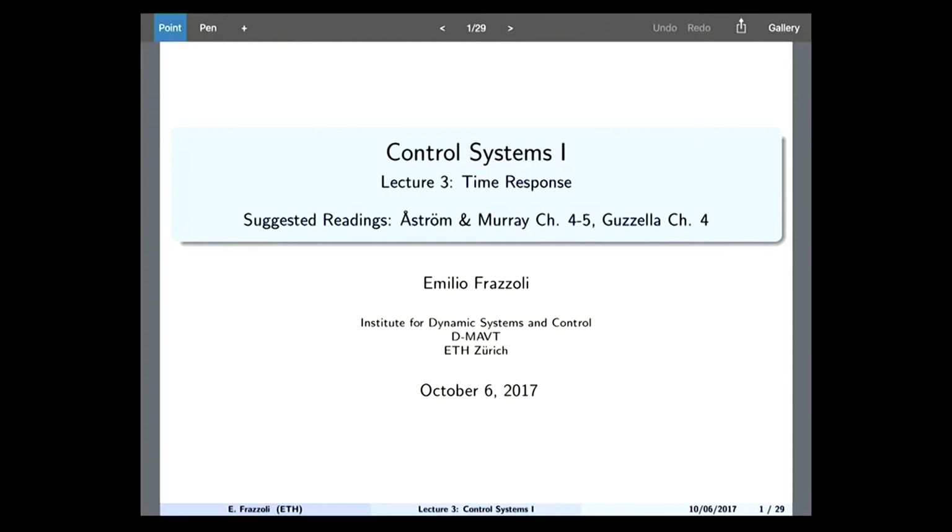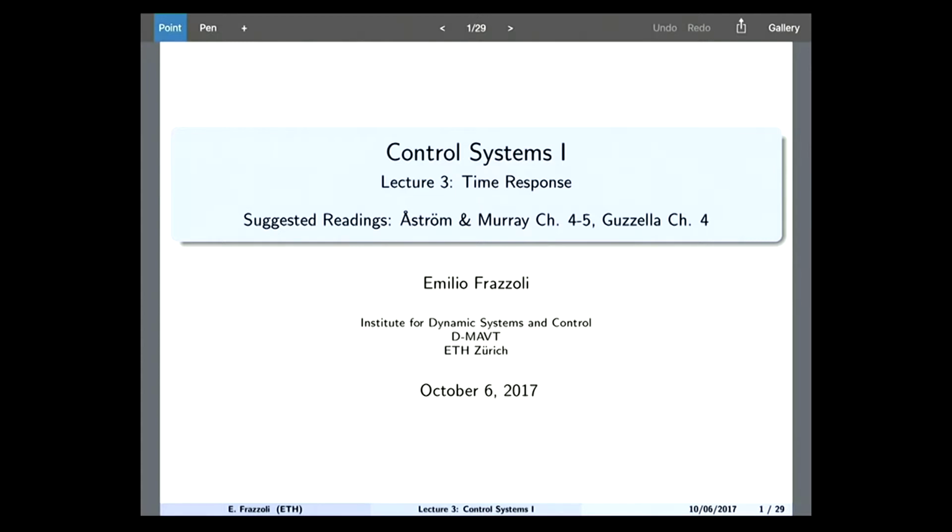Before we get started, any questions on the material so far? Okay, so no questions, seems okay. What we will do today is look at, as I said before, how, given a certain system and a certain input signal, we can compute what the output signal will be, okay? So this is what is called the time response of a system.